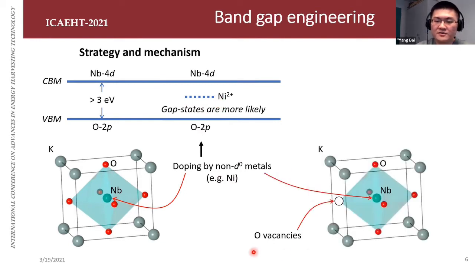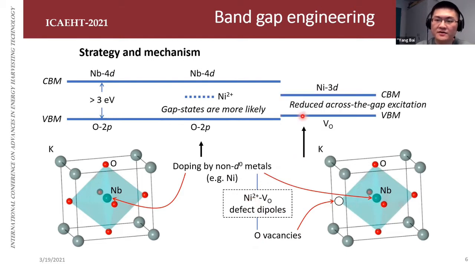However, if you add an oxygen vacancy here, you can pair the oxygen vacancy with the non-d0 metal ion, and they will form a defect dipole. In this case, you can get a charge transfer between the oxygen vacancy and the nickel 3d state. So you get a reduced gap here.